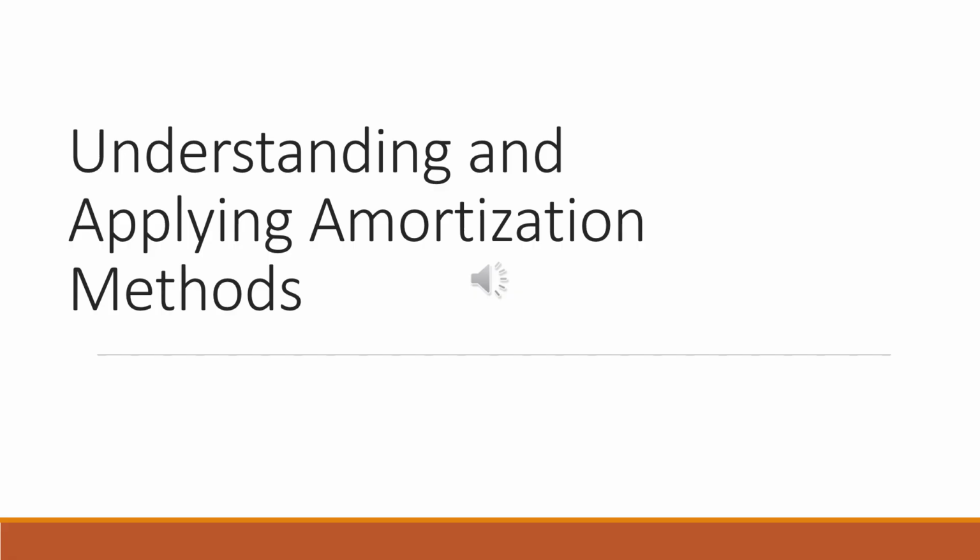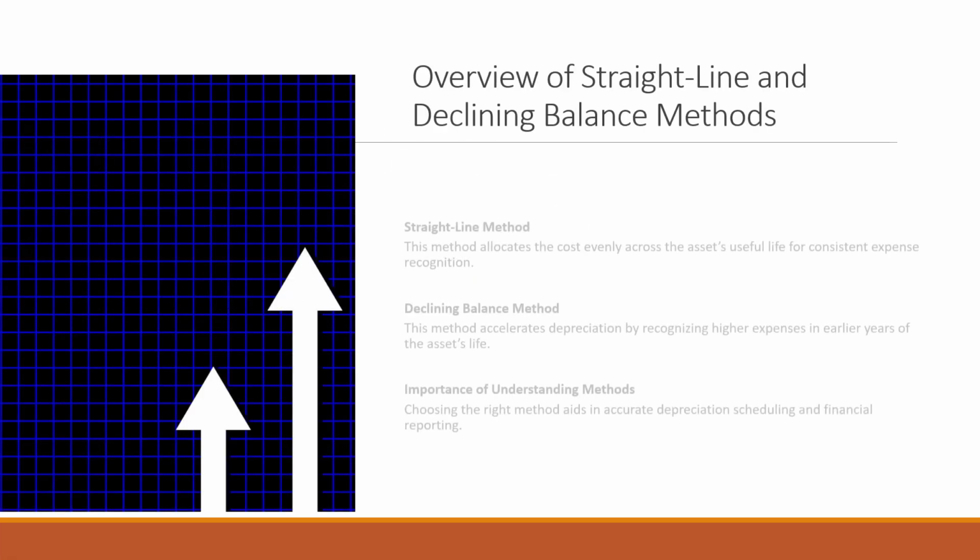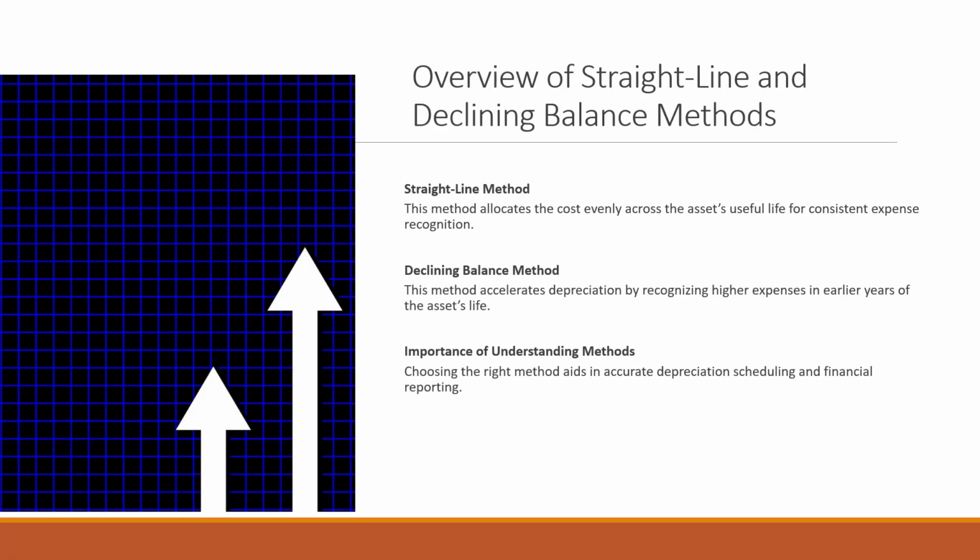Amortization affects asset valuation and financial reporting. This section reviews amortization methods, implementation in spreadsheets, and selecting the appropriate method for asset types. The straight-line method spreads cost evenly across useful life, while declining balance accelerates expense recognition. Understanding these methods aids in accurate depreciation scheduling.